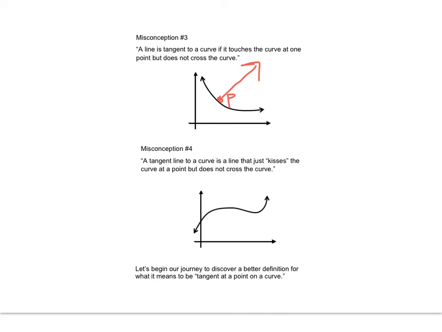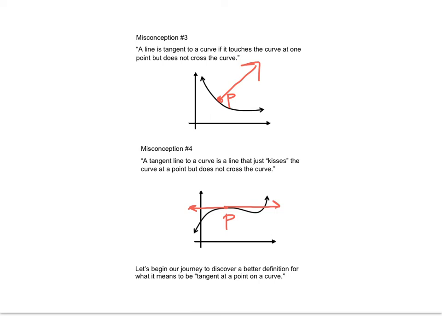And last of all, a tangent line to a curve is a line that just kisses the curve at a point, but does not cross the curve. Well, again, if I look at the point P, and I follow the directions, and I draw a tangent line, notice, though, it kisses the graph, but it does cross it twice. So this is another misconception.